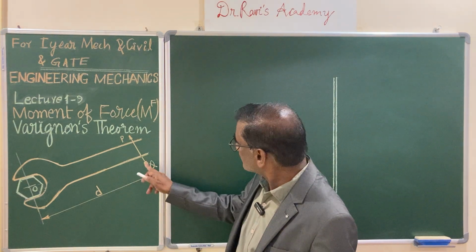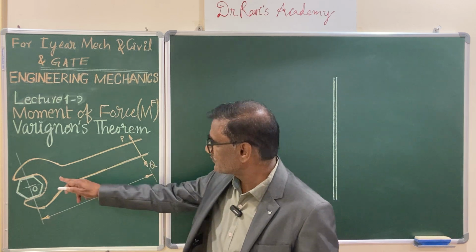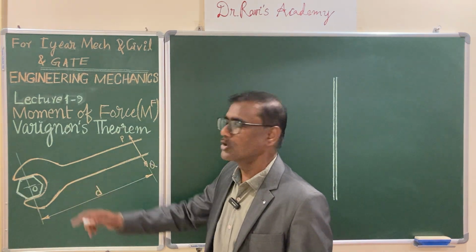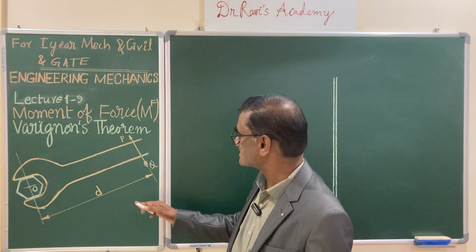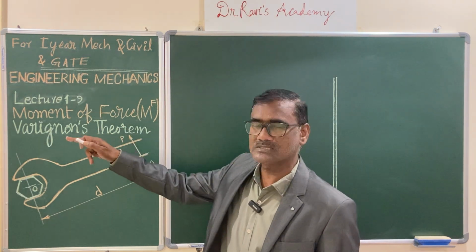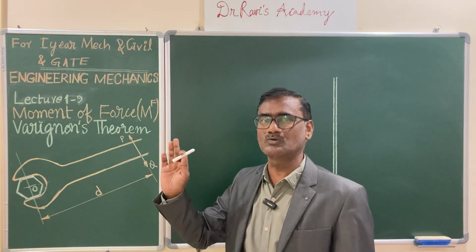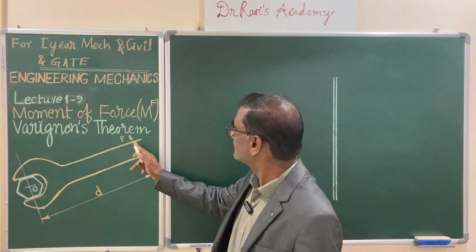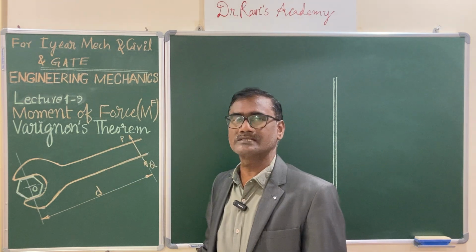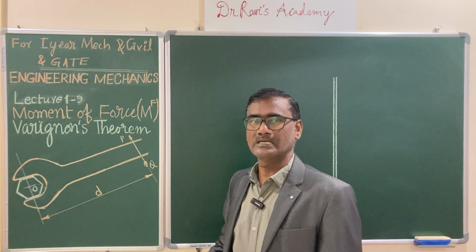And let us look at another force, Q. The line of action of the force is Q, and if you want to tighten the bolt, then you have to apply clockwise. So observe carefully, P is producing anticlockwise moment and Q is producing clockwise moment. That means you have two types of moments. Usually anticlockwise moments are treated as positive moments, and clockwise are treated as negative moments.